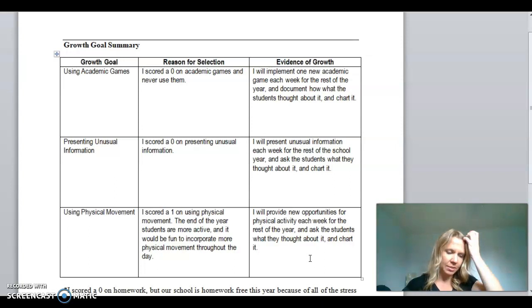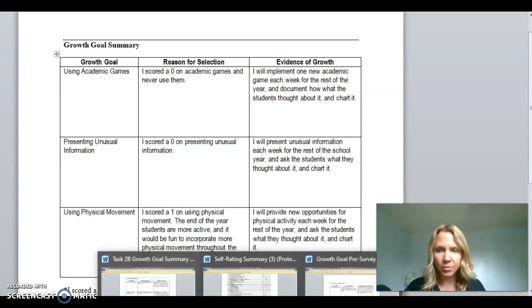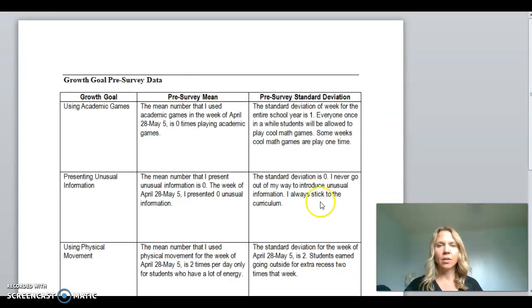So my next one is my growth pre-survey data. I documented all this. The end of April, beginning of May, April 28th through May 5th, I used 0 academic games. I said the standard deviation of the weeks for the entire school year would be 1. Every once in a while, students will be allowed to play cool math games on their Chromebooks, and that's about it.